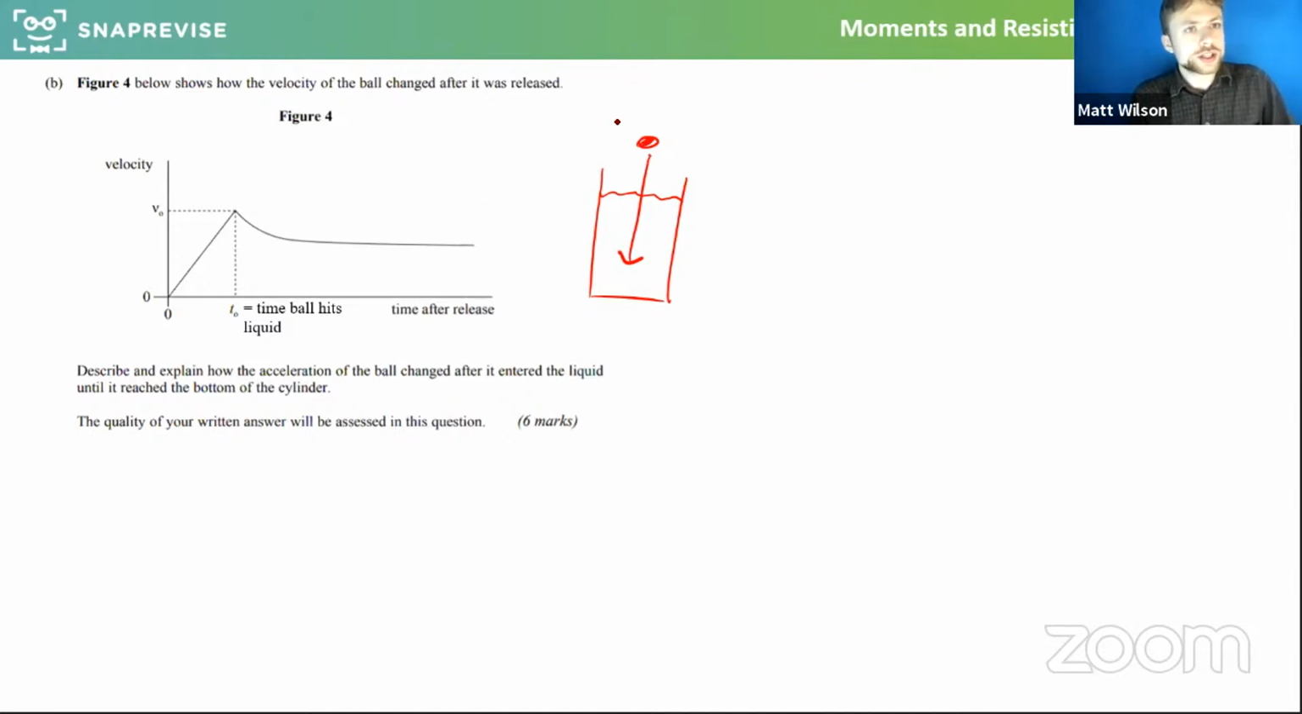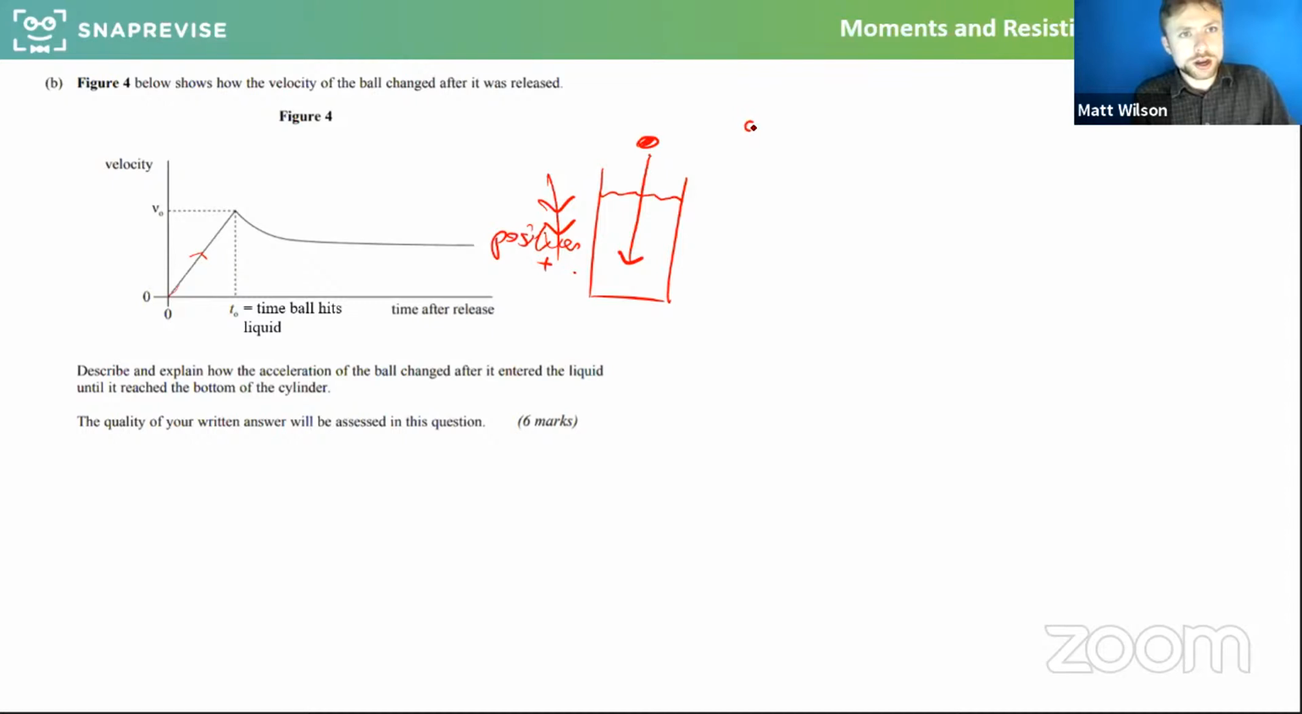So first of all, notice that as this ball is released, it's going to fall, and the velocity seems to be increasing. So the first thing we need to notice is that they've taken the downwards direction to be positive, because as this ball is moving downwards, they've said the velocity is going upwards. It's getting bigger and bigger. Now, describe and explain how the acceleration of the ball changed after it entered the liquid until it reached the bottom of the cylinder.